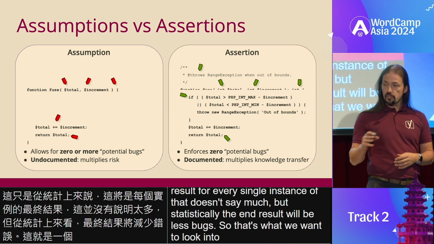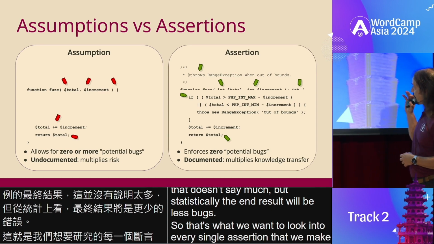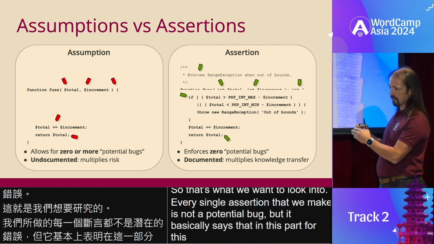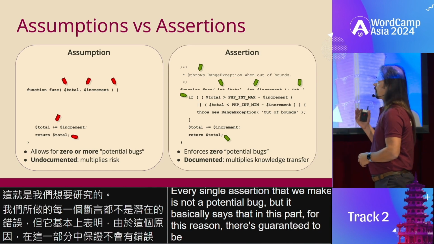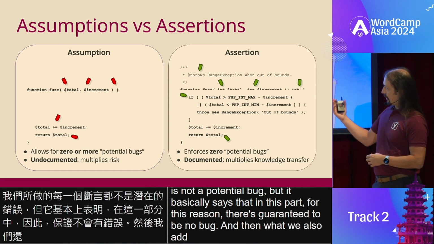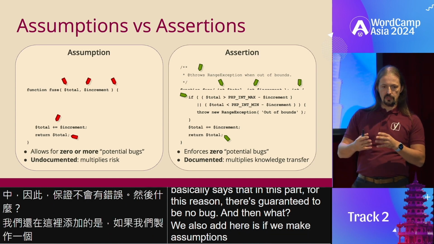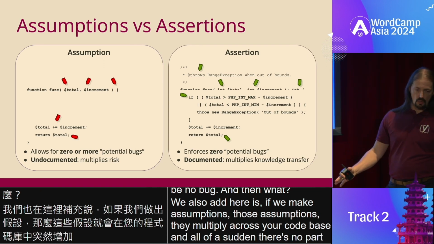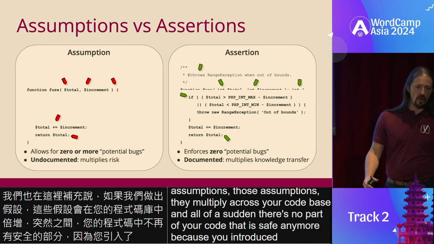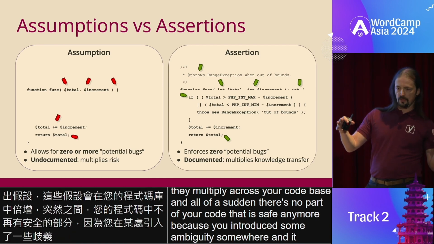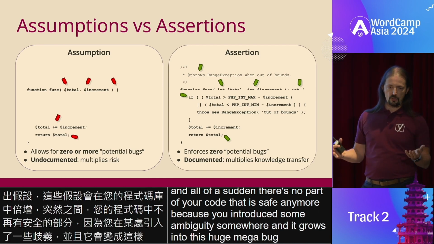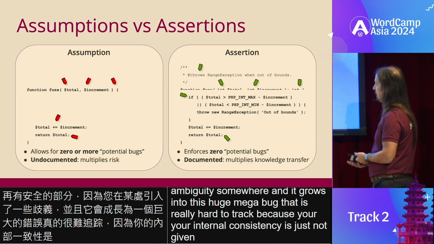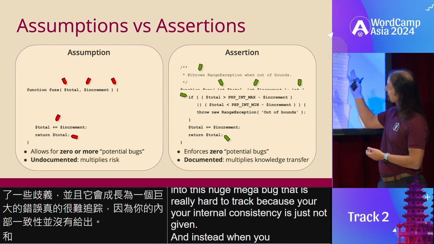Every single assertion that we make is not a potential bug, but it basically says that in this part, for this reason, there's guaranteed to be no bug. And then what we also add here is if we make assumptions, those assumptions multiply across your code base. And all of a sudden, there's no part of your code that is safe anymore because you introduced some ambiguity somewhere and it grows into this huge mega bug that is really hard to track because your internal consistency is just not given. And instead, when you create these assertions, I noticed the font is wrong, sorry about that.